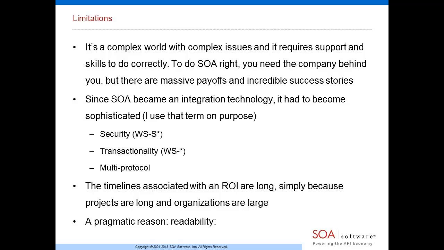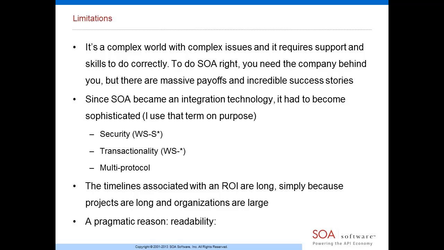So I think that the world ultimately is complex, and there are complex issues, and it requires support and skills to really do things correctly. If you think about SOA and the fact that SOA started to be used for the integration of applications, that's a serious concern. That is a complicated thing to do. The cost of integration, the technologies behind integration, and all of the concerns behind integration are complex. Also, if an organization wanted to do SOA for the purposes of reuse and try to achieve that return on investment, you kind of needed the whole company behind you.